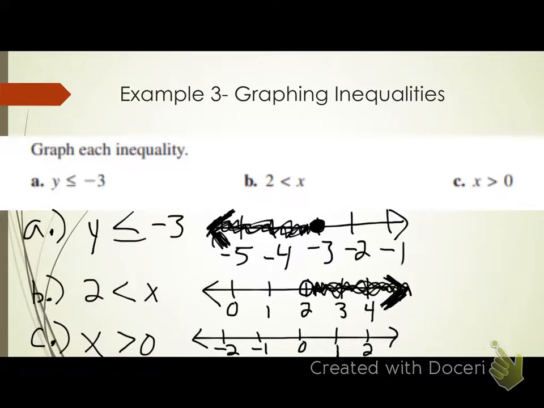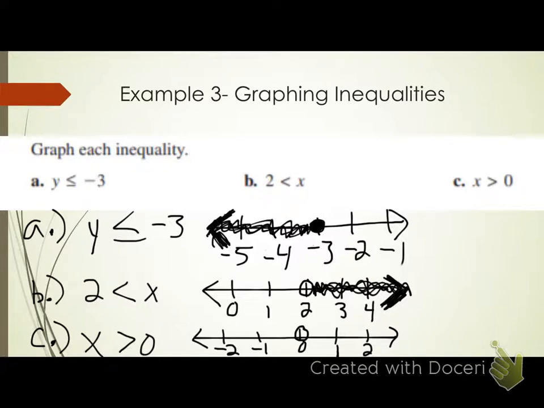There's my number line. What number is my circle going on? 0. Is it an open or closed circle on 0? Open. There's no line underneath my inequality symbol. Open circle is 0.